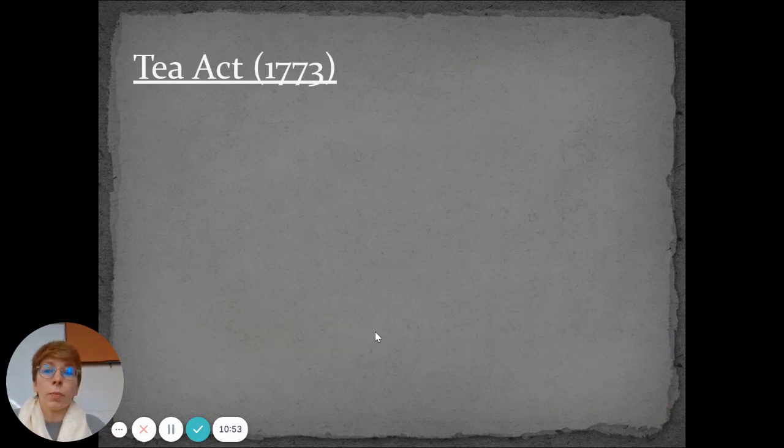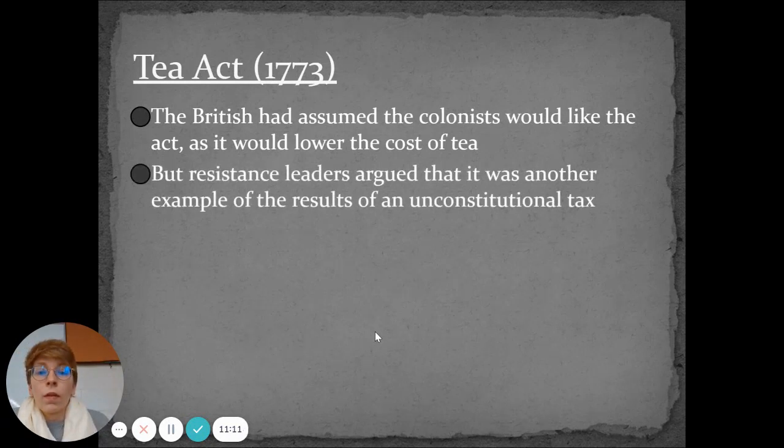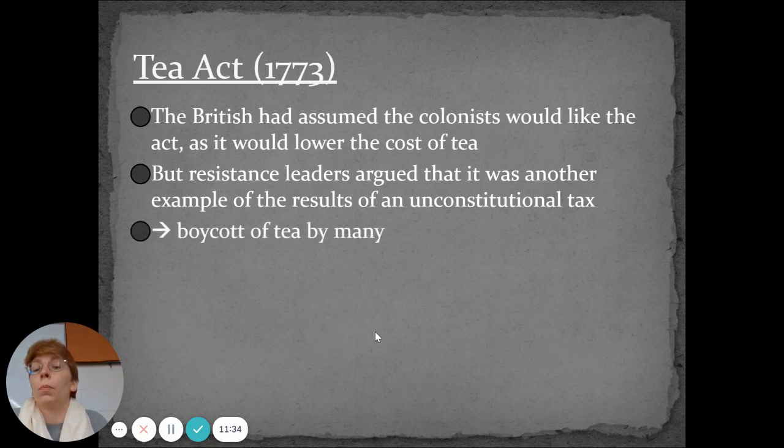The next big push that the British made was in 1773 with the Tea Act. Essentially, they try to lower the cost of tea by saying, you can only buy from the British East India Company. This still upset colonists. They were like, we want to have our own choice. We don't want to go through this one company that is essentially the British government. We want to have our own choices of different companies, different teas, and be able to smuggle them in if we choose. This led to a boycott of tea by many.